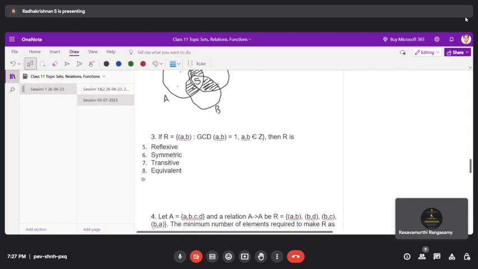So this kind of relation, the simple question, is it reflexive, symmetric, transitive, or equivalent? Think about it and tell me.